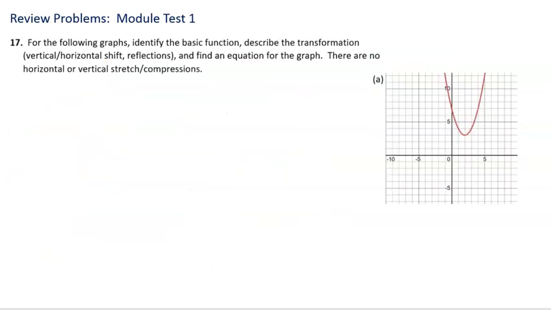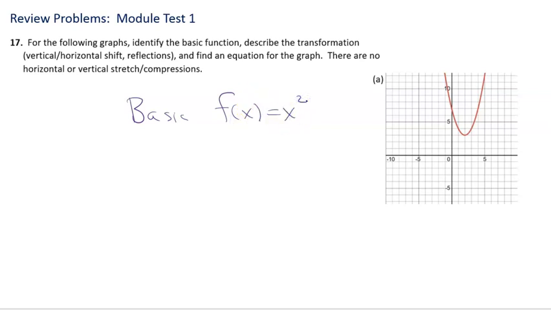So for the following graphs, identify the basic function. Remember, I call that the toolkit function, the parrot function, the common function, elementary functions. Gosh, there's so many names for it. I just want to know what that basic shape graph is. And the basic function over there to the left, that is an x squared. So I want you to write it as f of x equals x squared.